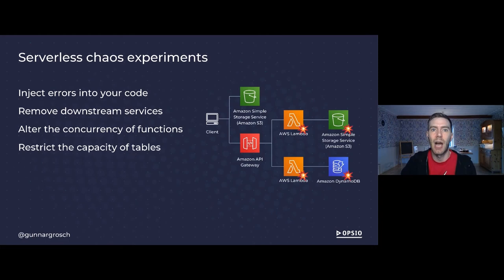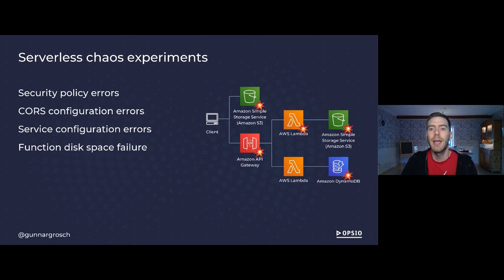As I mentioned earlier, we have configurations and security policies for each and every small part of our serverless applications. And we can use that to inject failure and still stay within a small blast radius. We can also inject function disk space failure, because even though we're running this as functions, there is still a disk that might be in use in your application.